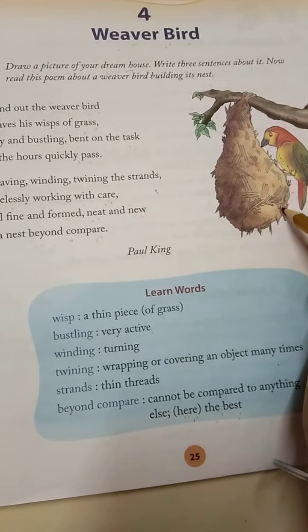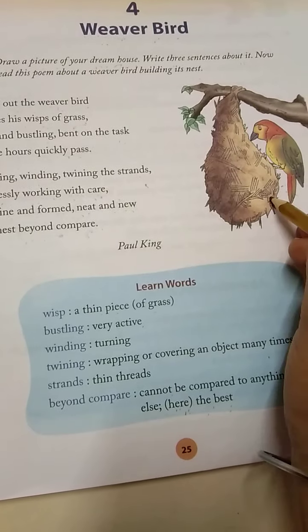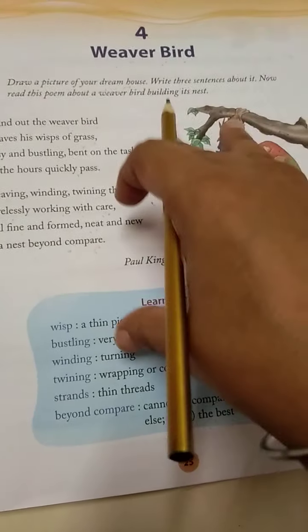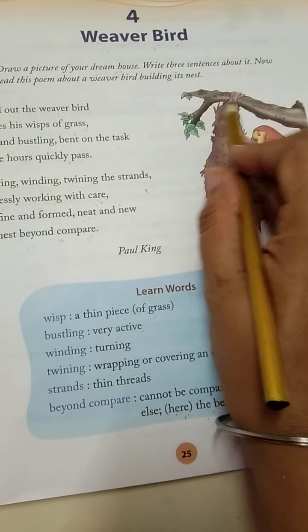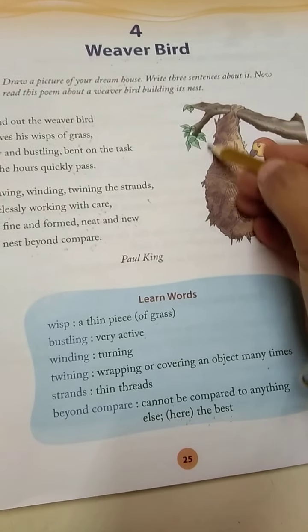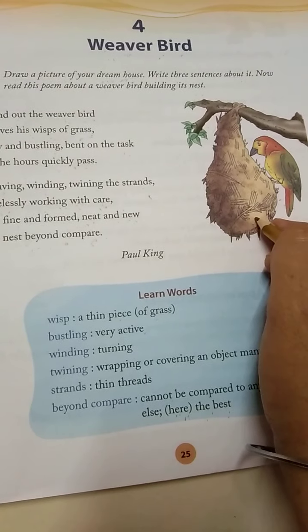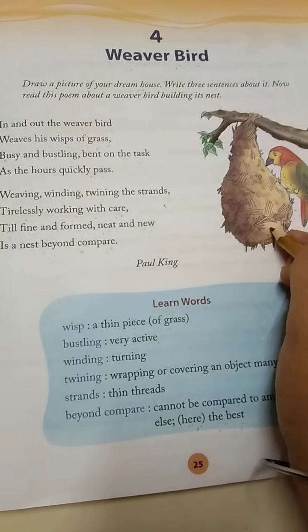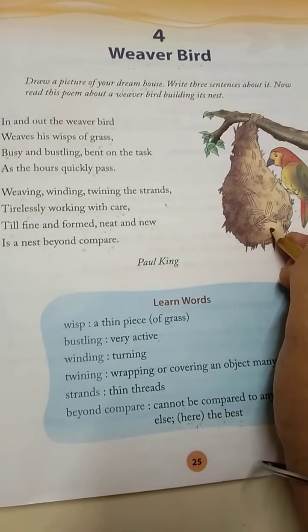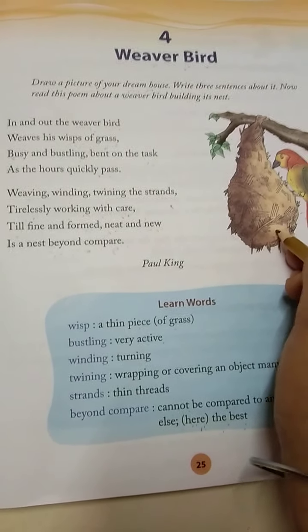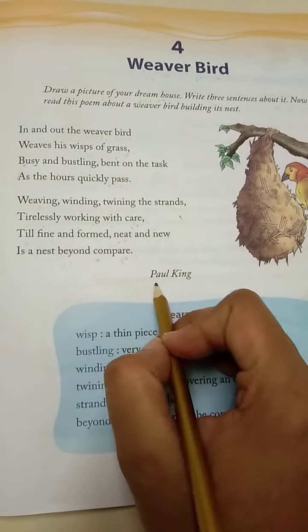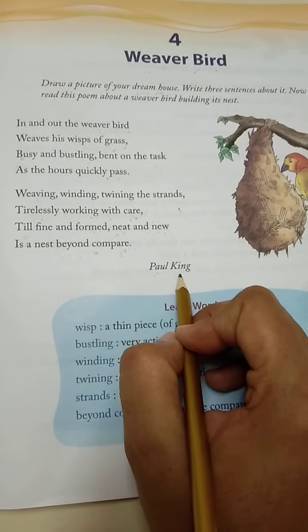जो और चिड़ियों के घोंसले होते हैं आपने देखा है, you have seen, they are on the branches of the tree. See, here is the branch, but this is hanging like this. That is why this bird is known as special, and the name is weaver bird because it is weaving its nest. वो अपना nest बुन रही है. And the poet of this poem is Paul King. Okay.